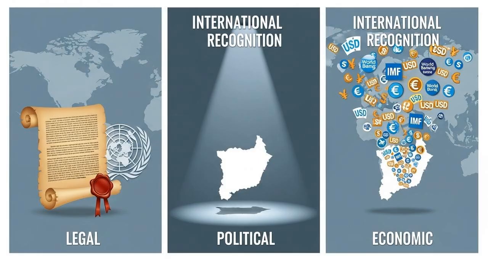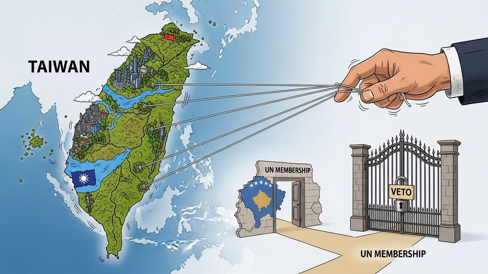This economic power has led to something called checkbook diplomacy, where financial aid is basically exchanged for a vote of recognition. This has been a central feature of the long-running diplomatic battle between China and Taiwan. To see how this all plays out, let's look at some real-world examples.